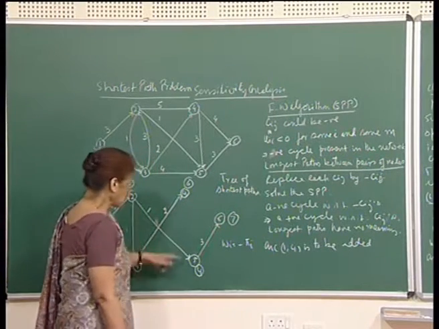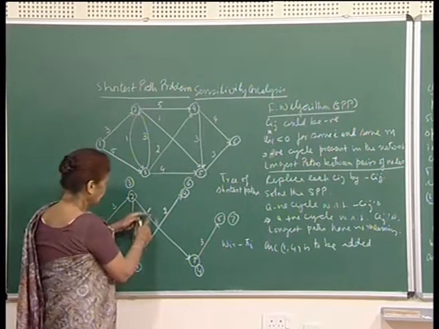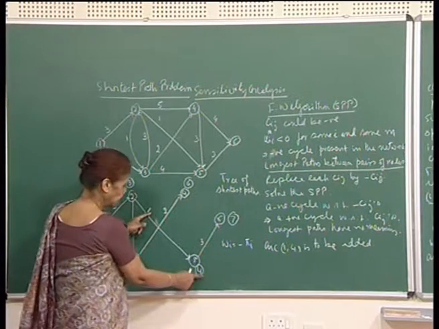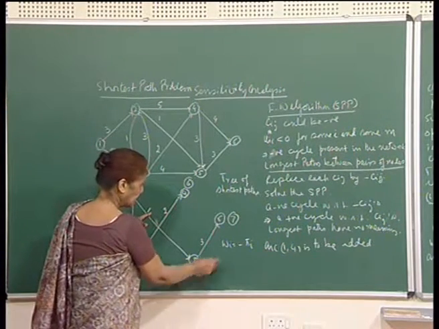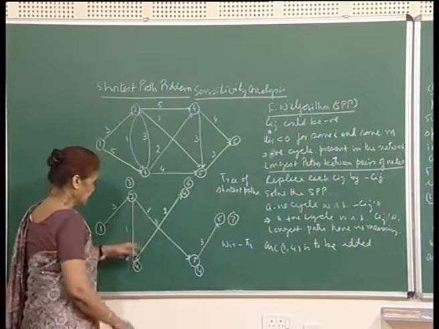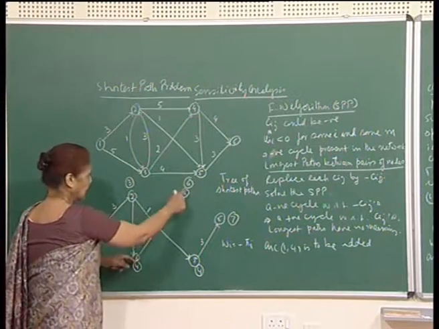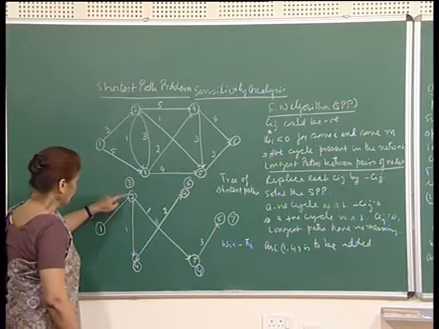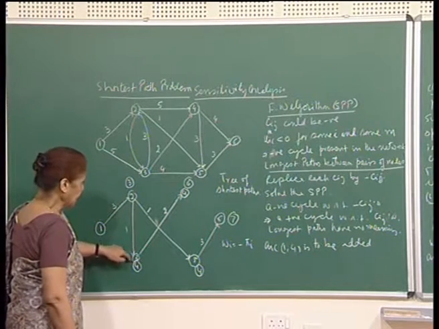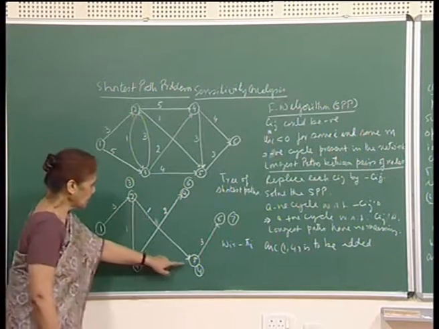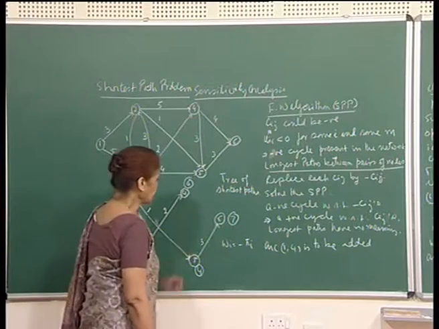In that case you see the shortest paths will change, because if this becomes 1 plus delta, this length becomes 4 plus delta and this will become 7 plus delta. These path lengths will not be disturbed, right: 1 to 2, 2 to 4, 3 and 3 to 4. So it is only this that becomes 4 plus delta and this becomes 7 plus delta.